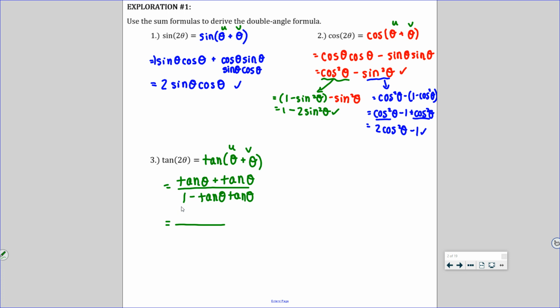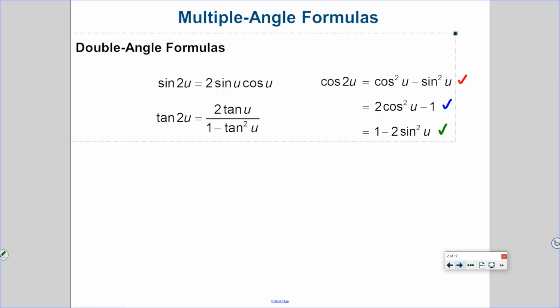All right. Up top, I have tangent of theta plus tangent of theta, which simplifies to what? 2 tangent of theta. And on the bottom, I have 1 minus tangent of theta times tangent of theta, which is tangent squared of theta. And look over at the double angle formula. Hey, there it is. That's where it comes from. Right there. So that was basically a little mini proof of these identities.